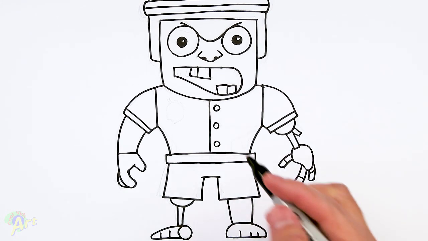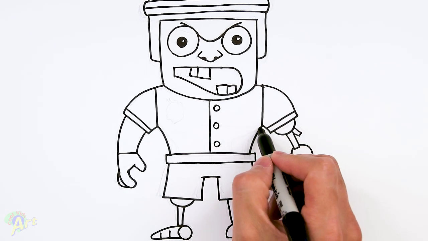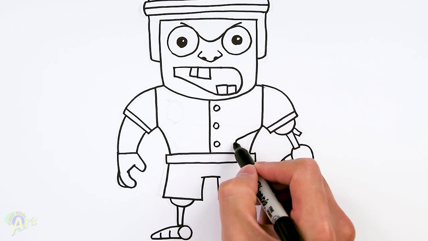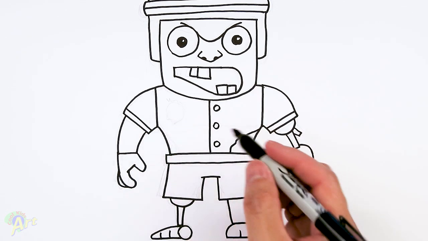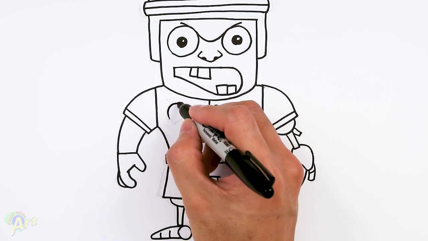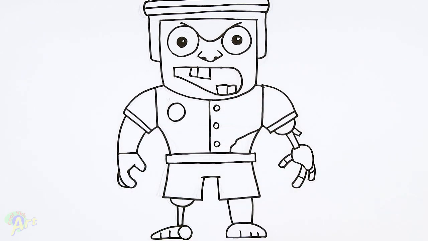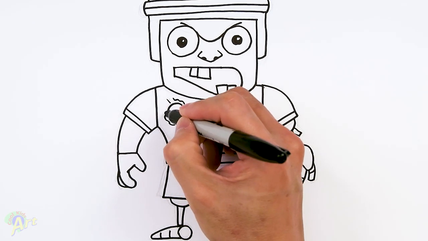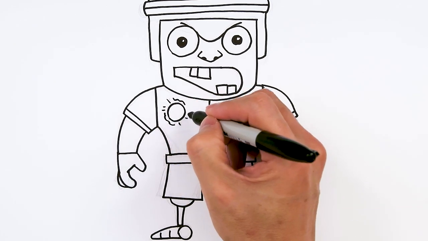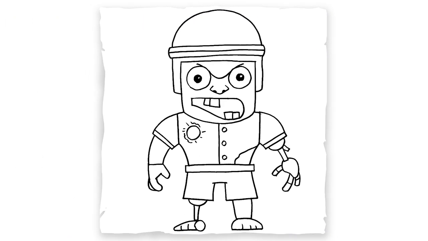Okay, so that's the full body, and for some detail here, just gonna draw a little line. So this one's kind of like damage. And then it's got a little damage up here. So I'm just gonna draw a circle. And then maybe just some lines outside of it. And that is it for this zombie in Roblox.